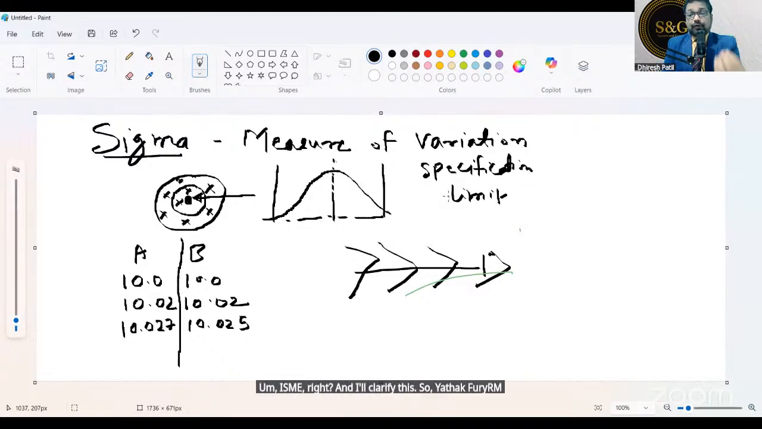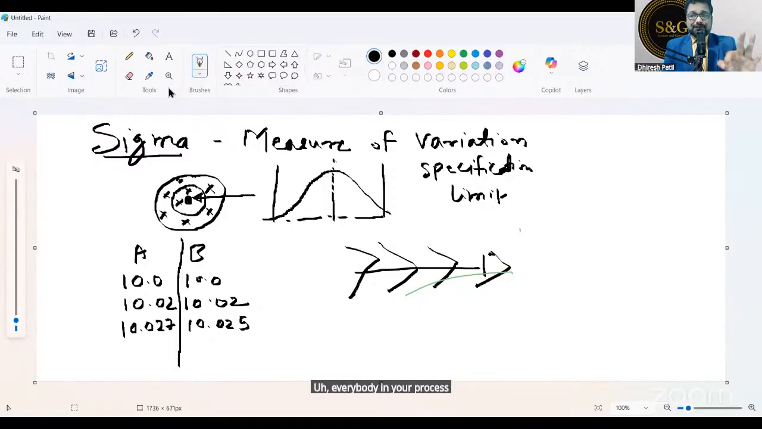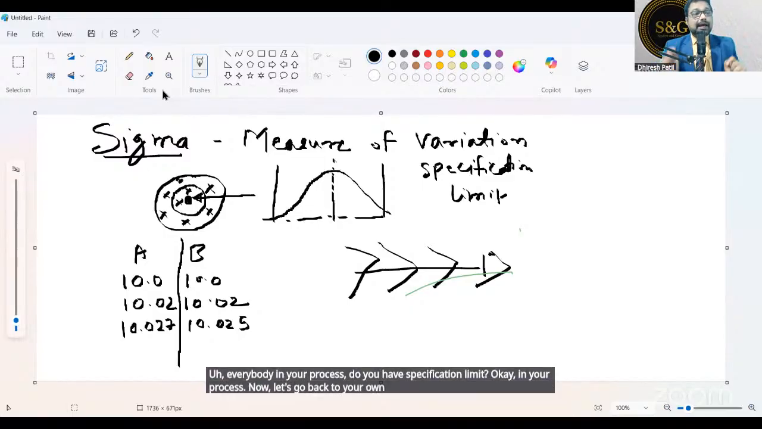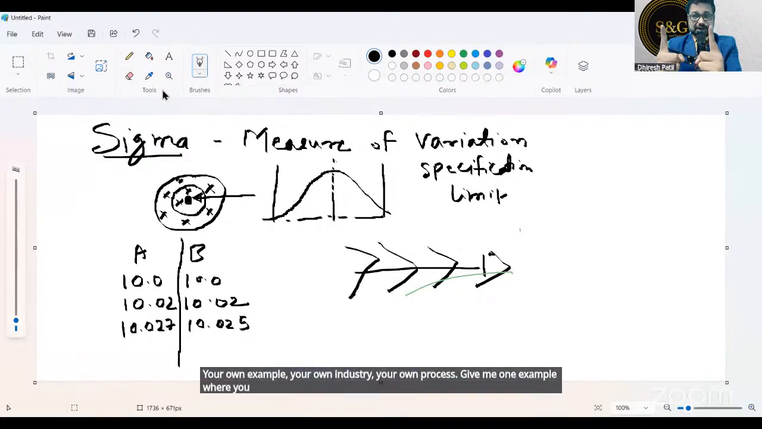Now, how do we measure standard deviation? That is something very, very interesting. Before that, everybody, in your process, do you have a specification limit? Okay, in your process. Now let's go back to your own process and give me one example where you are using a specification limit, and type in the chat box your own example, your own industry, your own process. Give me one example where you are using a specification limit.